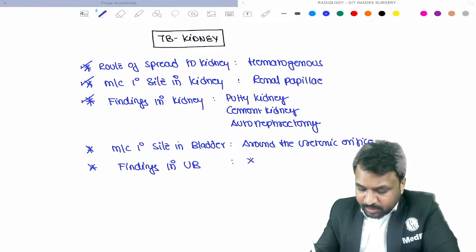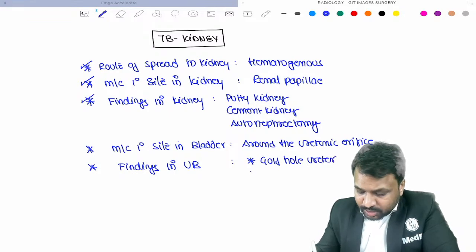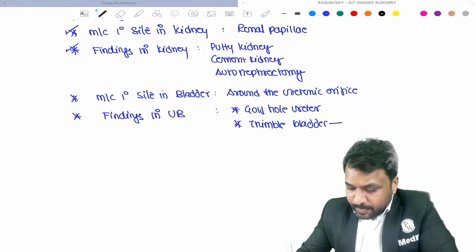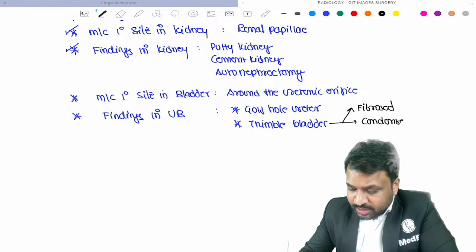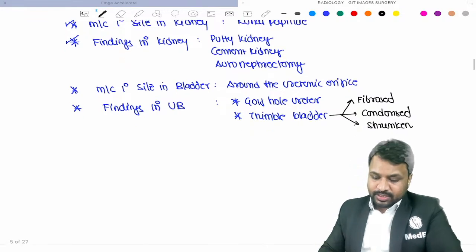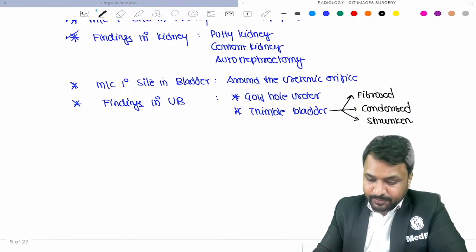Findings in the urinary bladder: number one, there will be presence of golf hole ureter, and there is presence of thimble bladder. The golf hole ureter and thimble bladder. Thimble bladder is described as a fibrosed, condensed, and shrunken bladder. That is the findings on your urinary bladder that you will see, right?